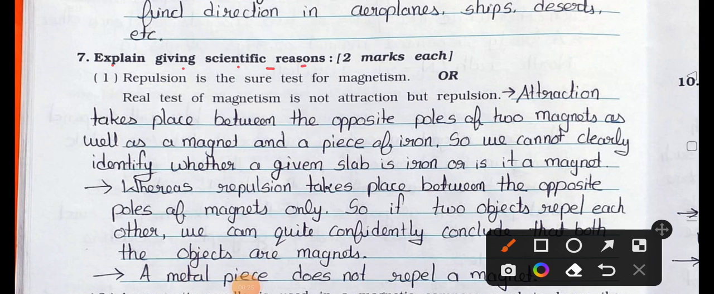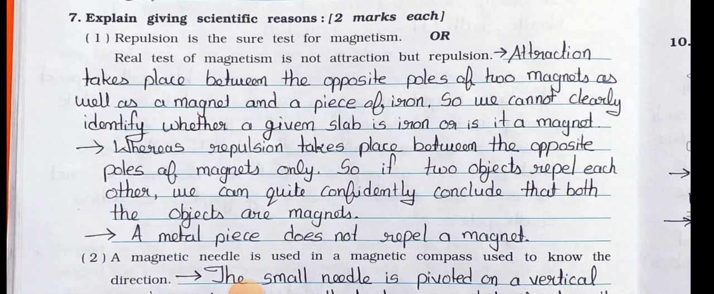Explain giving scientific reasons. It carries 2 marks each. Number 1. Repulsion is the sure test of magnetism, or the question can be asked in another way: the real test of magnetism is not attraction but repulsion. Answer: attraction takes place between the opposite poles of two magnets as well as a magnet and a piece of iron. So, we cannot clearly identify whether a given slab is iron or a magnet.